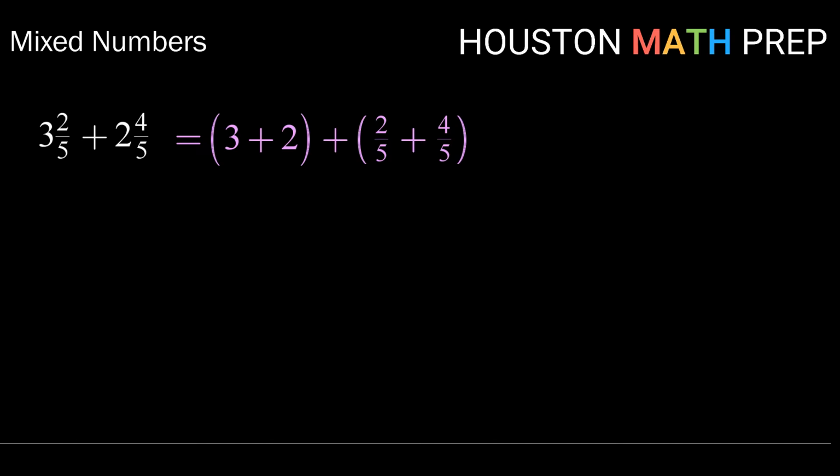grouping the like pieces. We'll take the integer parts, 3 plus 2, and add that to the fraction parts, 2/5 plus 4/5. Well, 3 plus 2 gives us 5, and 2/5 plus 4/5 gives us 6/5. Notice here, 6/5 is an improper fraction, so we need to break that apart into 1 plus 1/5. We know that we get that because 6/5 is the same thing as 5/5, or 1, plus 1/5. Now, combining that, we get 6 1/5 as our final answer.